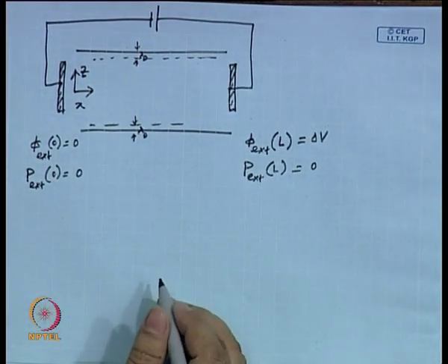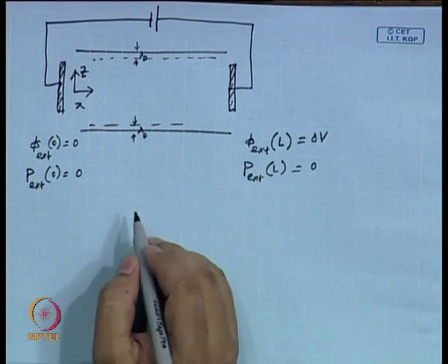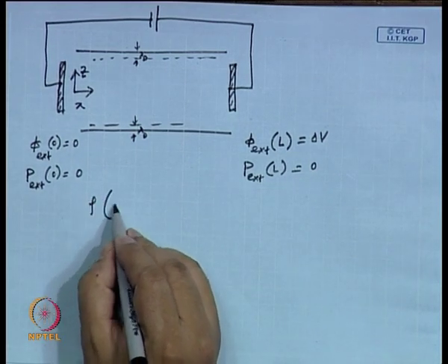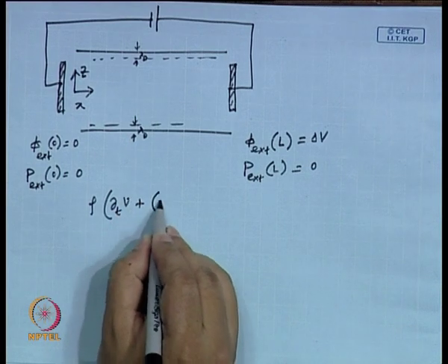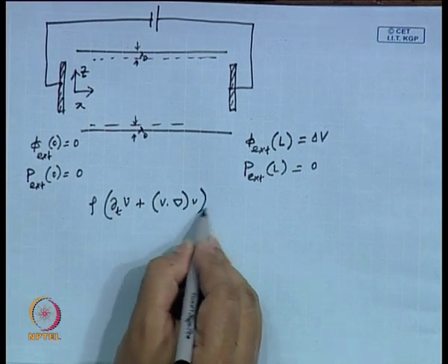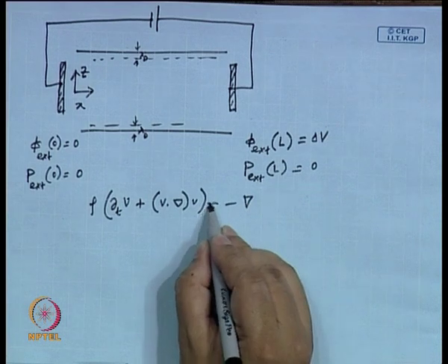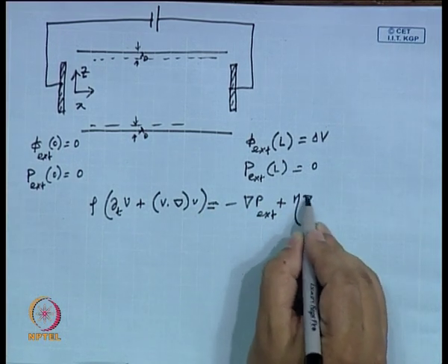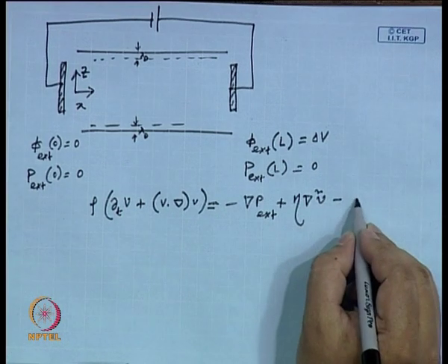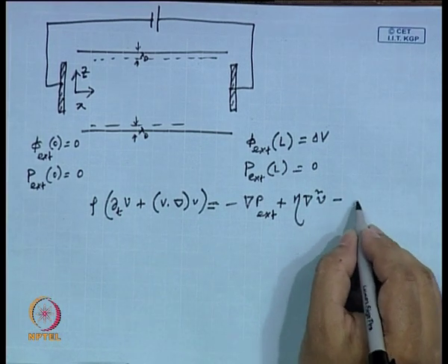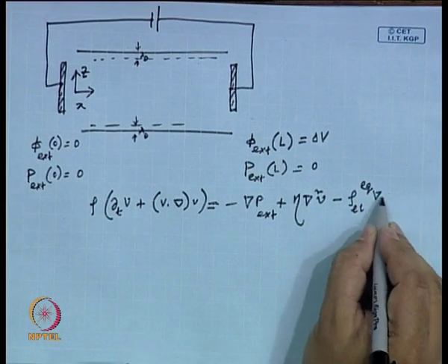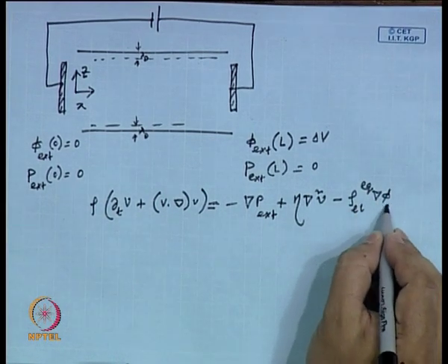Now, what was the equation we had at that time? We said the equation was rho times del V by del t plus V dot del V, that is equal to minus del P external plus eta del square V minus rho EL del phi external.